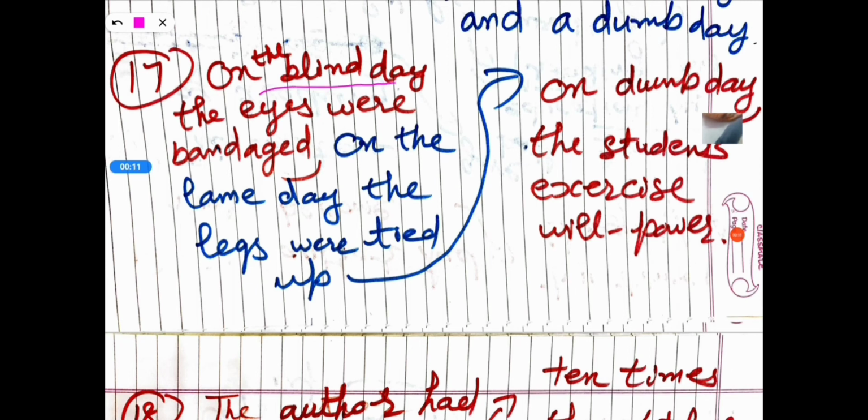On the blind day, the eyes were bandaged, and on the lame day, legs were tied up. But on the other hand, on dumb day, the students exercise willpower. They have to keep quiet. It was also a symbol of their patience. So all these days were important for the children, as they help them to be good human beings and also know about the difficulties of other people.